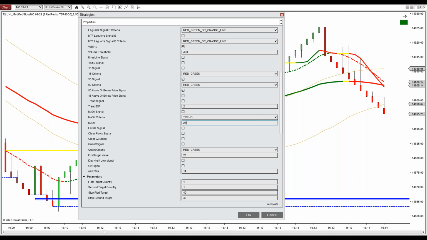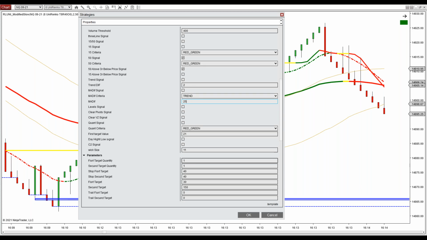Our MA diff is set at 25 point. What's that? No, it's not in use. So there is no MA diff. I got Sergio sitting over here, so I have a better idea. I mean, obviously, we're not using much of anything. We're using the 15, the 50, and the difference on the trend diff of 2. That's it.